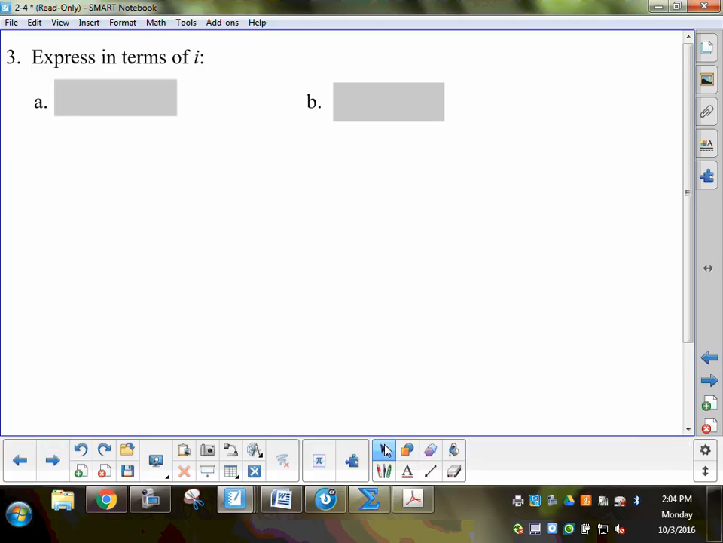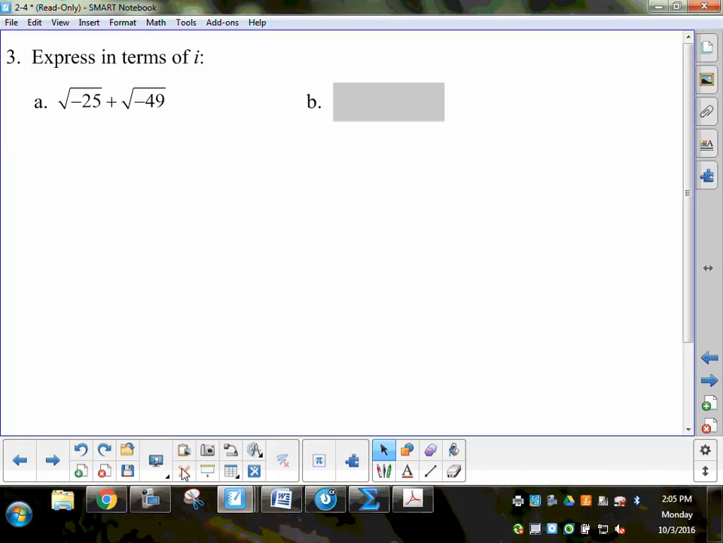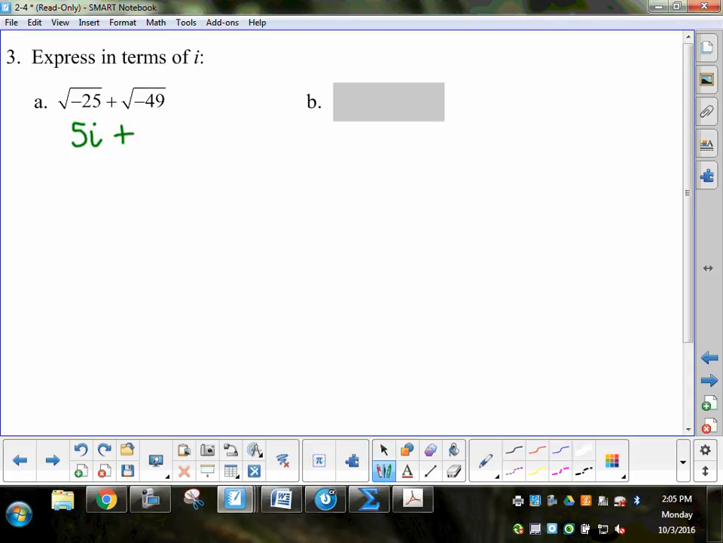Let's go forward. Next one's up. We're going to simplify these down. Take a look at the radicals that are given. And Angela, what's the square root of negative 25 going to be? Good. So this would be 5i plus, what's the square root of negative 49 going to be? Jake? What do I get when I put those two like terms together? Joshua, what do you say?